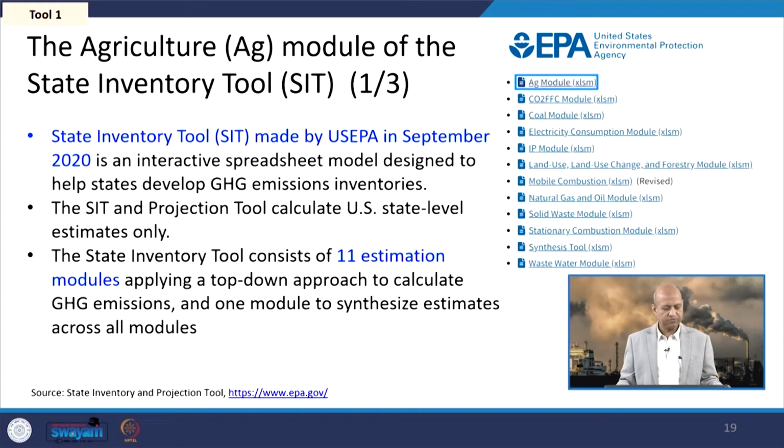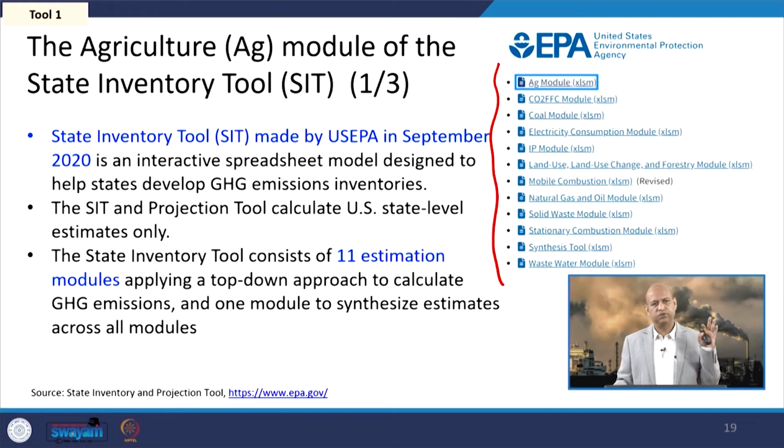Well, the agriculture module, the AG module of the State Inventory Tool, is shown here. Different modules are there. Basically, this was developed by the United States Environmental Protection Agency in 2020. It is an interactive spreadsheet model, so it is simple and user friendly. It is designed to help states develop greenhouse gas emissions inventories. This SIT and the projection tool can calculate US state-level estimates only, not for other countries. Basically, it is focused on the US states.